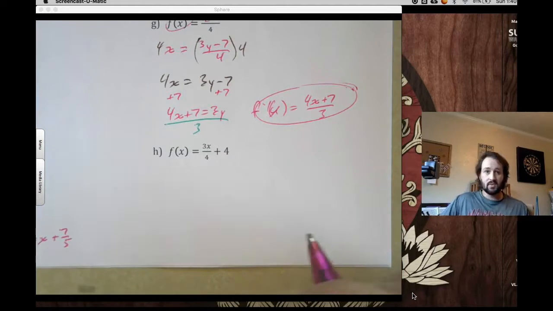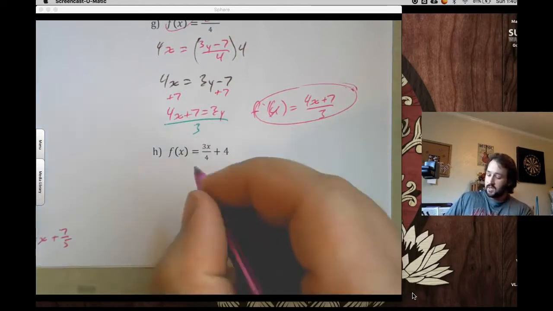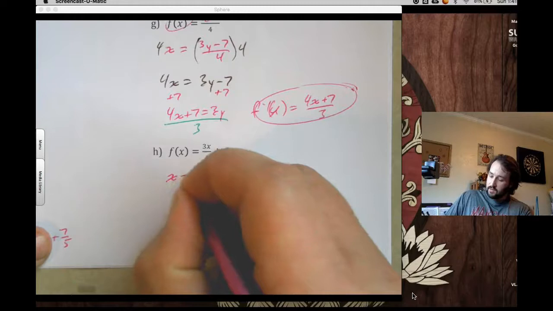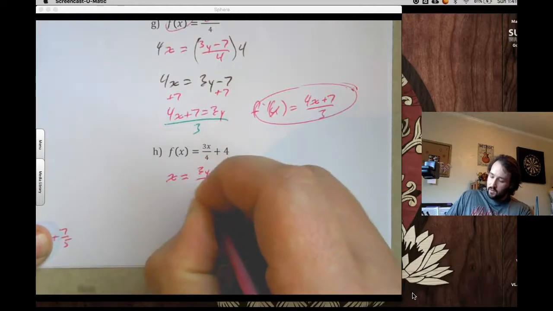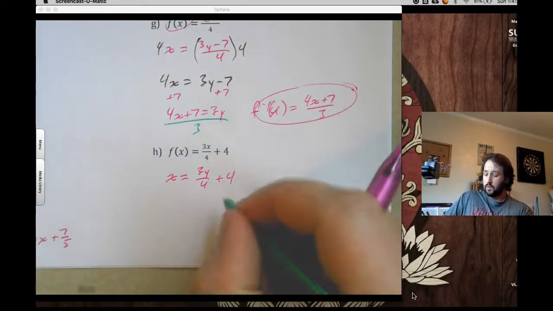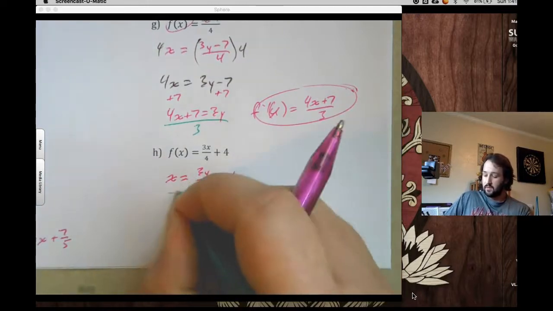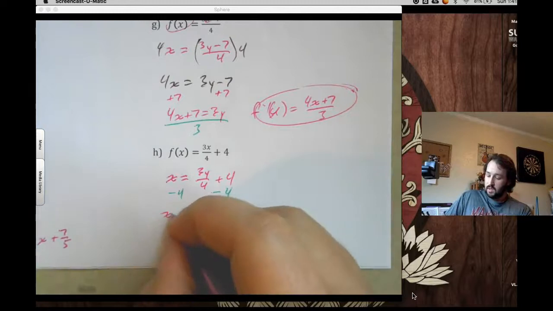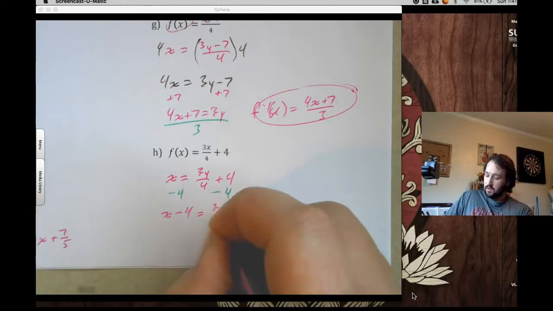We're on letter H, but I've been saying it all through. Switch x and y exactly where they are. So I now have x equals 3y over 4 plus 4. Take your time. Think about what could help you first. I would probably subtract the 4 so that we get x minus 4 equals 3y over 4.